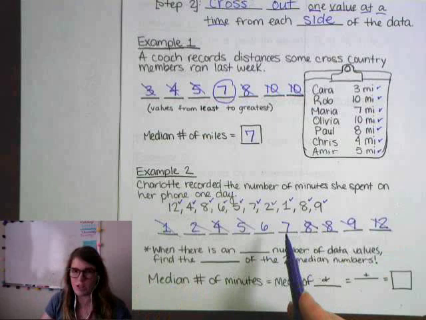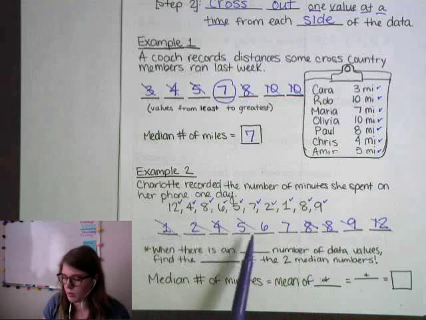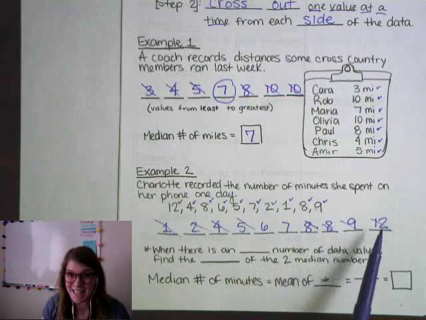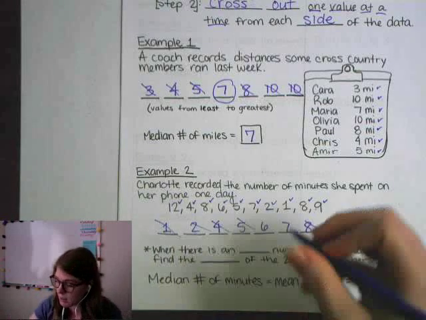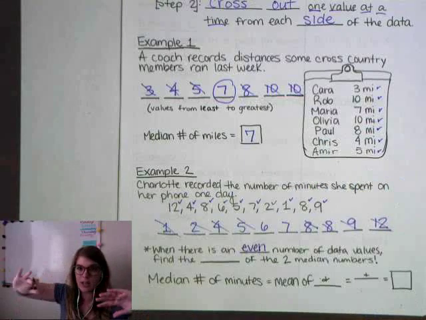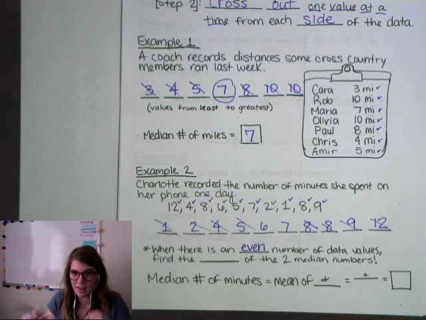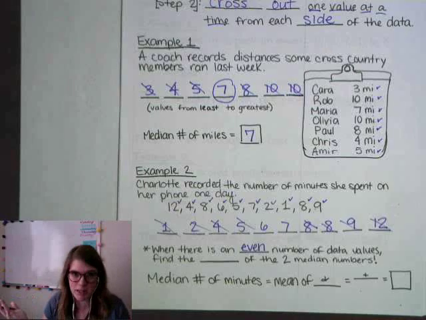Uh-oh. So there's going to be 2 values in my center now, and that's because 1, 2, 3, 4, 5, 6, 7, 8, 9, 10. We have an even number of data values. So when you have an odd number, we cross them out, and then we're going to have 1 left in the center. But when we have an even number, we're going to have 2 equal halves, right? That's kind of what makes the number even.